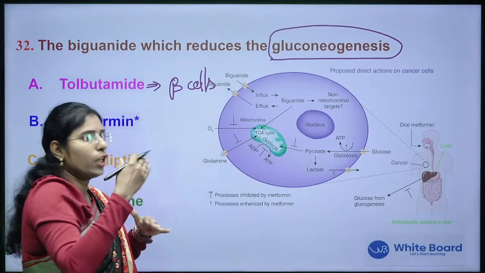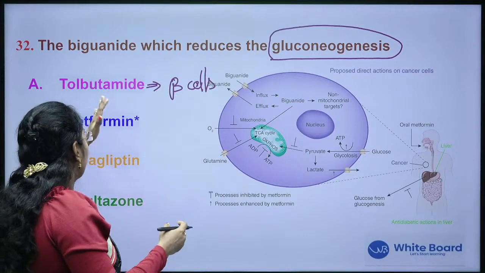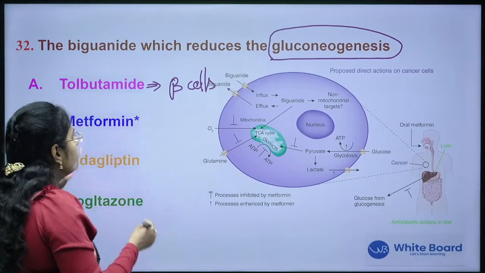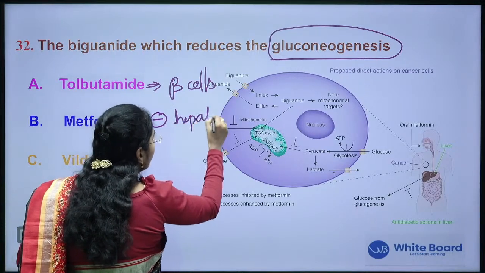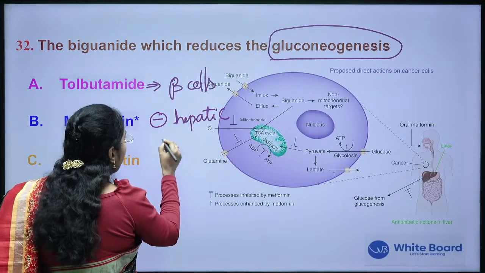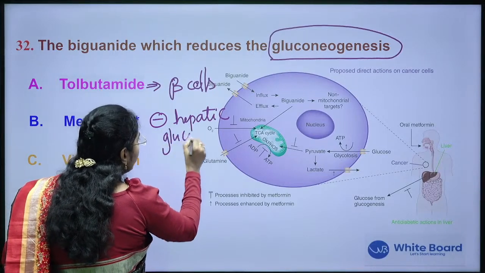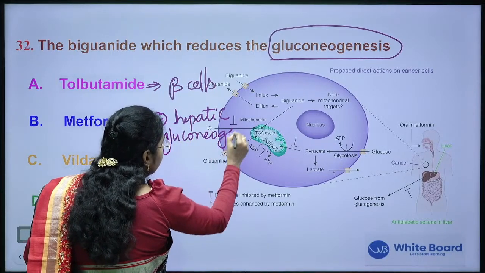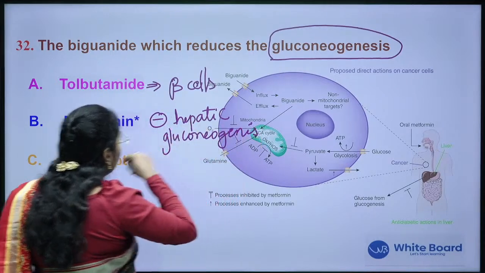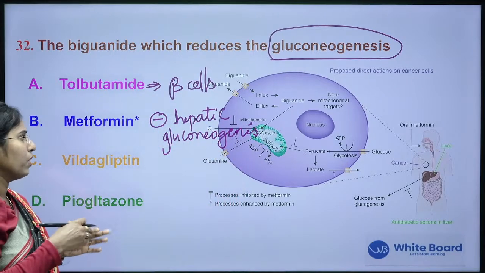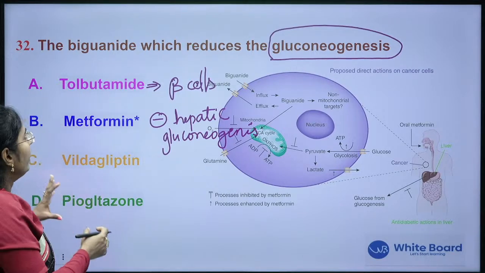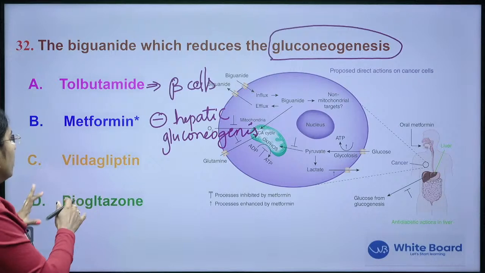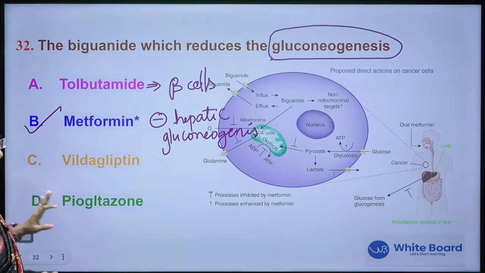Pancreas, so that insulin will be produced. Okay, right. Whereas metformin inhibits hepatic gluconeogenesis. Due to the inhibition of this hepatic gluconeogenesis, it exhibits its activity. So, therefore, metformin is the correct answer.